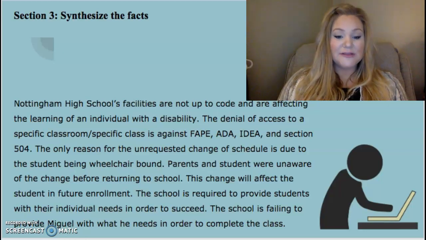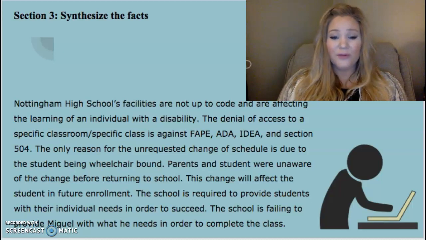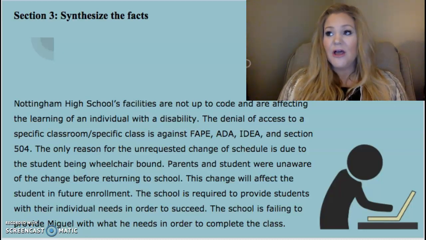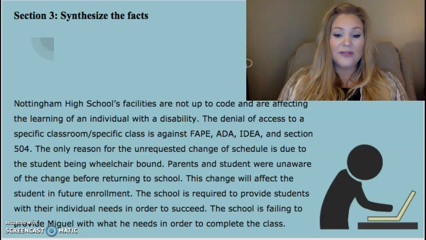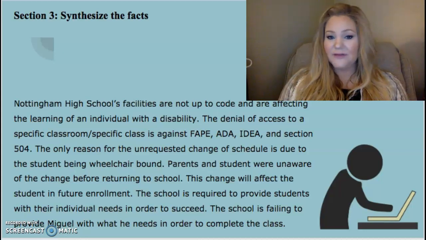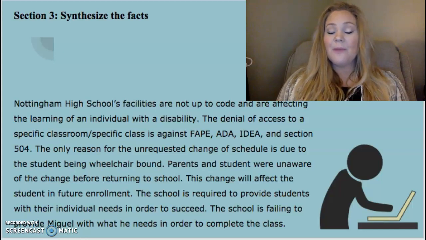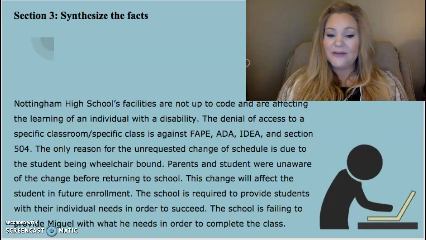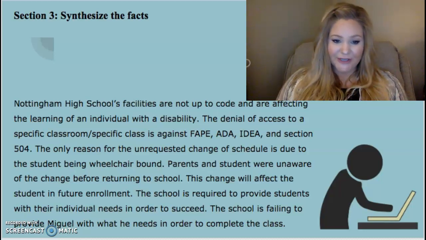Parents and students were unaware of the change before returning to school. That's also a major communication error. Even though the counselor sat down and met with the parents, she failed to even mention a change of schedule. It would have been a great time to bring it up, or maybe brainstorm other ideas, but she didn't bring it up at all. She pulled in Miguel the day that he returned and told him of the change.